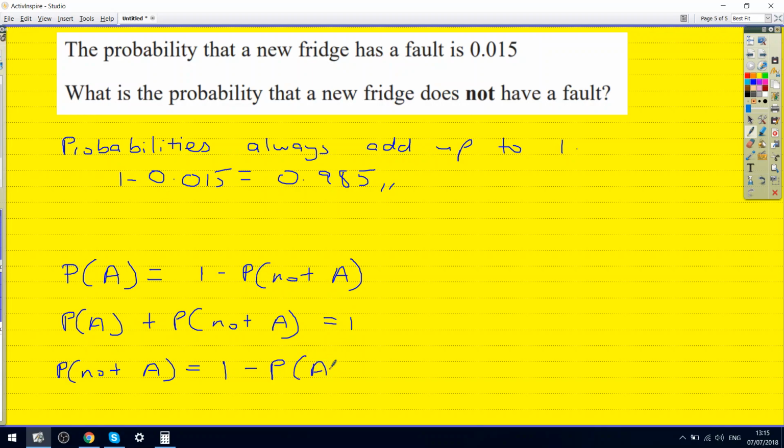Both of those things. That's what we used for this question. 1 minus the probability of A. Basically, there's two probabilities, so they have to add up to 1, and so you can do 1 minus the other one to get the one you need.